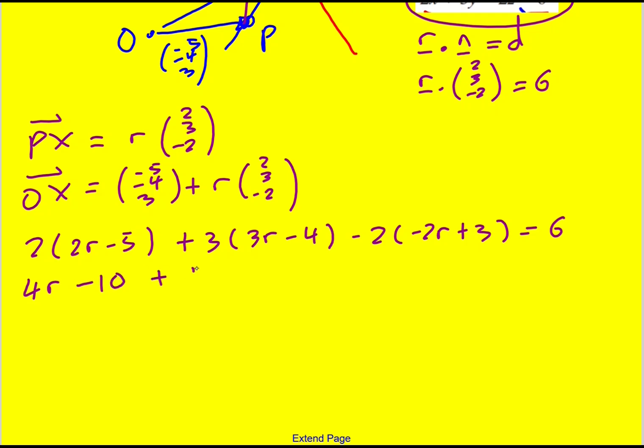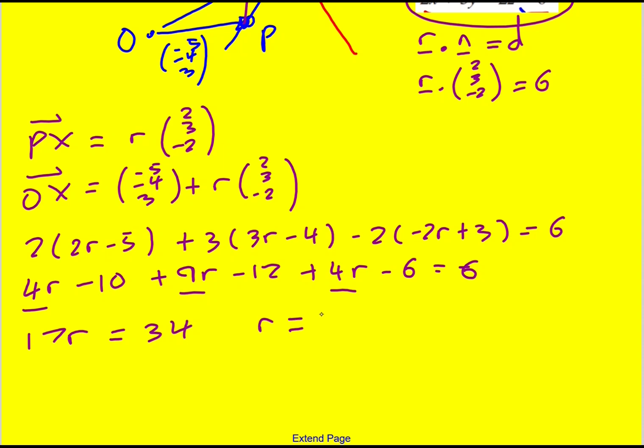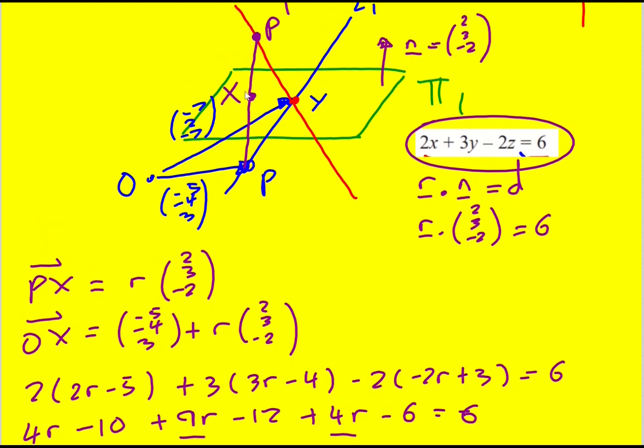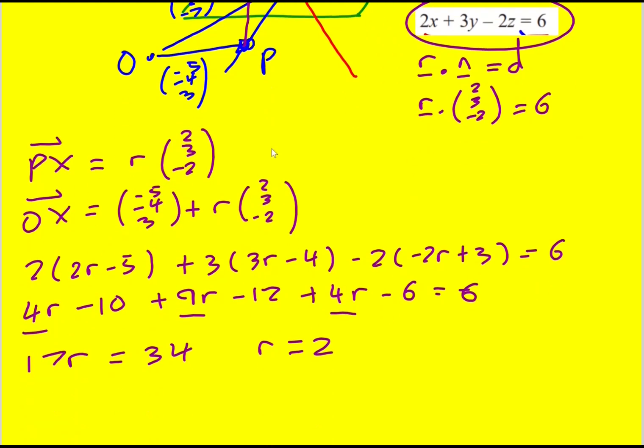4r minus 10 plus 9r minus 12 plus 4r minus 6 is equal to 6. Add these up, I've got 17r. Here I'm going to get minus 28, I'm going to get 34 again, so r is equal to 2. Brilliant. So I've now got X, but actually I've also got PX. Therefore, PX is going to equal 4, 6, minus 4.